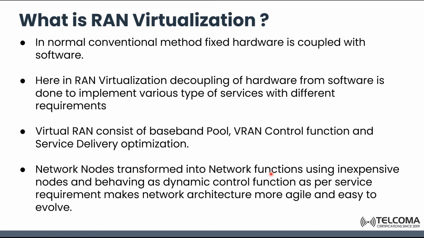Network nodes transform into network functions. Network nodes are now transformed into network functions using inexpensive nodes and behaving as a dynamic control function as per the service requirements. This makes network architecture more agile and easy to evolve. As we have decoupled the hardware from the software, we can use any hardware and implement network functions out of it, and basically implement any application. So software can easily evolve at its own pace, and hardware can easily evolve at its own pace.